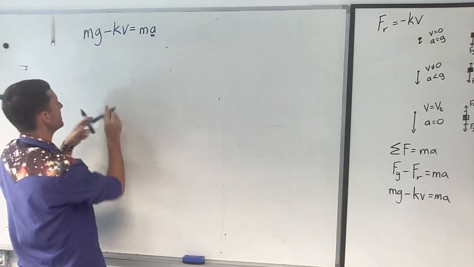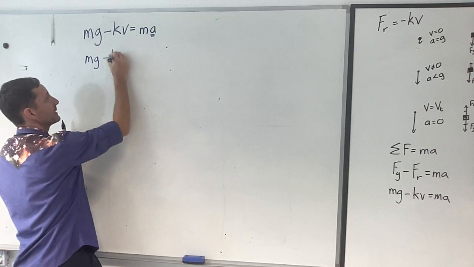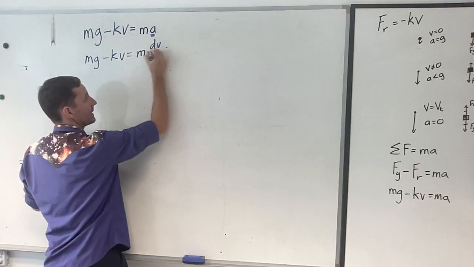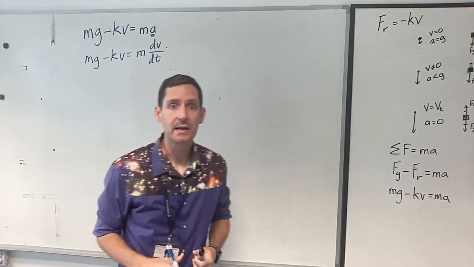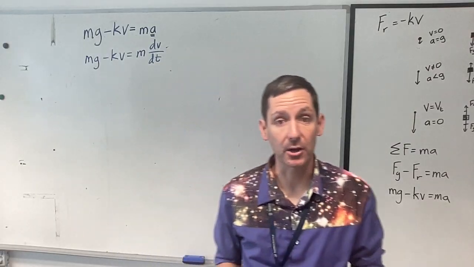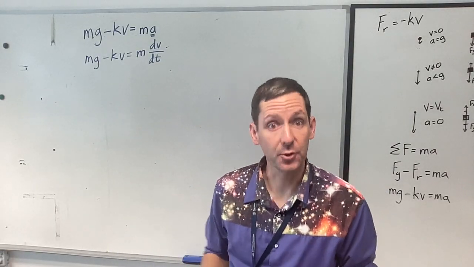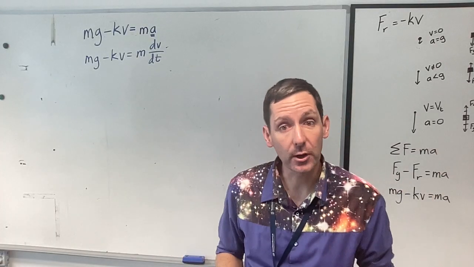So our first step is we're going to rewrite this as mg minus kv equals m, and then a is dv/dt, right? That's one of the first things that we learned in this class when we started learning about calculus, that acceleration is the derivative of velocity with respect to time. So hopefully you're okay with that.